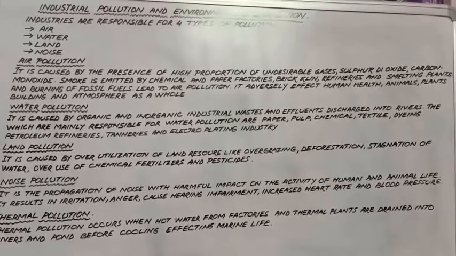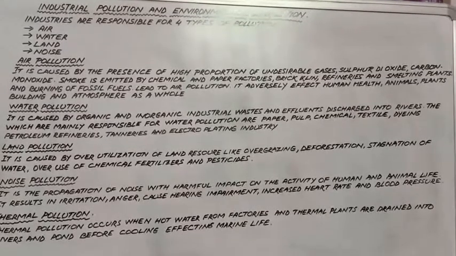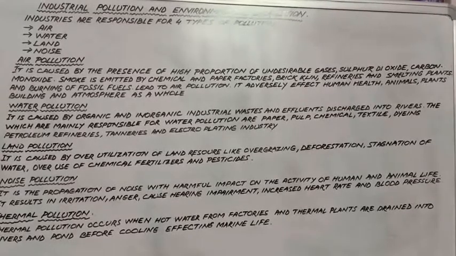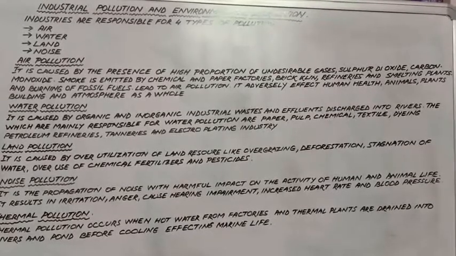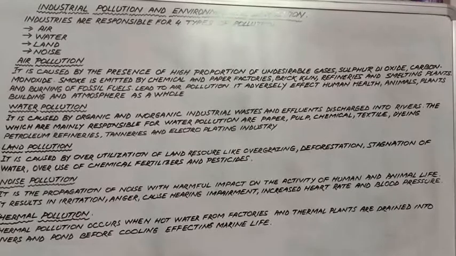Now what is air pollution? Air pollution is caused by the presence of a high proportion of undesirable gases such as sulfur dioxide and carbon monoxide in the atmosphere. Now, how do we pollute the air? We pollute the air because industries, in the process of manufacturing products, release many types of poisonous gases into the atmosphere.